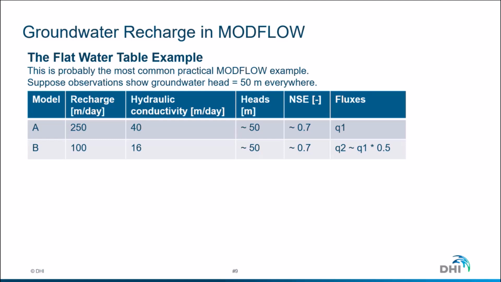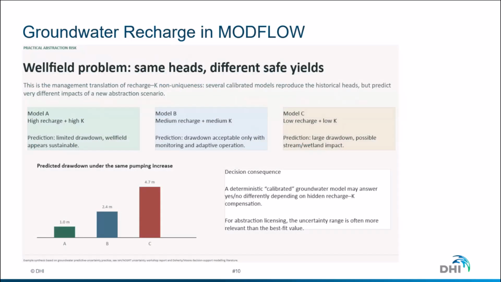So the Nash-Sutcliffe efficiency, the NSE, will probably be close for both, but the fluxes will differ a lot. For model A, Q1 will be quite high because you have a higher recharge and hence more water flowing in the system, while you nearly halve the flow in model B. So Q2, the flux in the second model, will probably be only around 50% of the first model. And this has different effects, especially on your well design projects, or whenever you want to estimate not only groundwater heads, but fluxes or volumes.